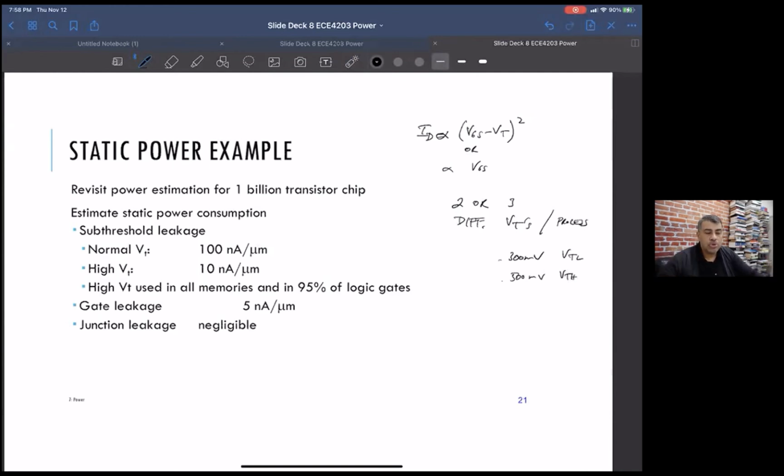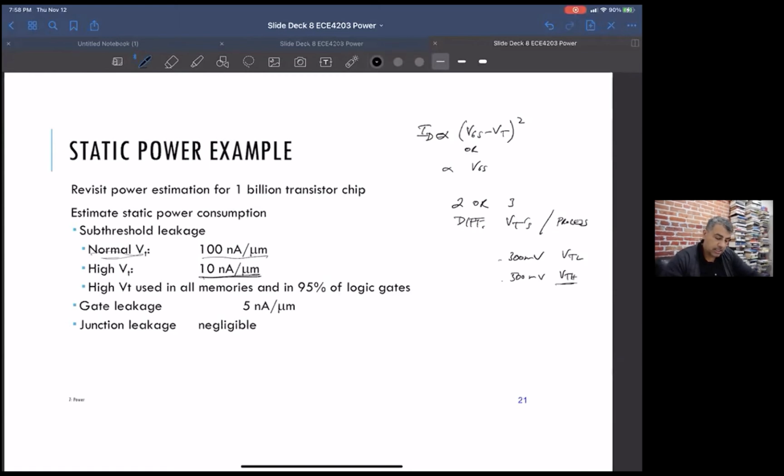So you'd have your things that aren't switching particularly fast on this high VT, which gives you a much lower leakage current. And then the fast stuff is either on a normal or low VT, and it gives you a higher leakage current.